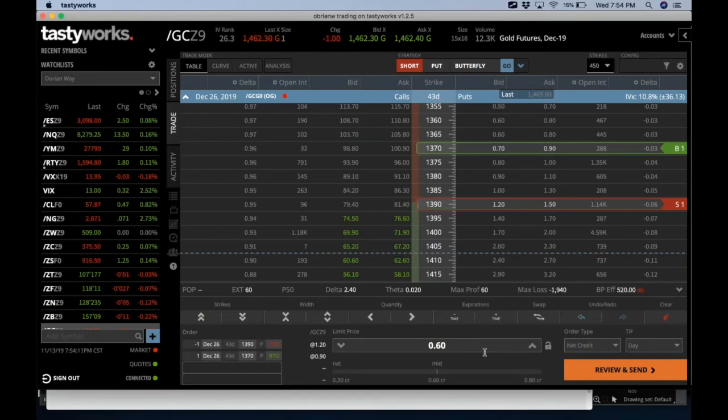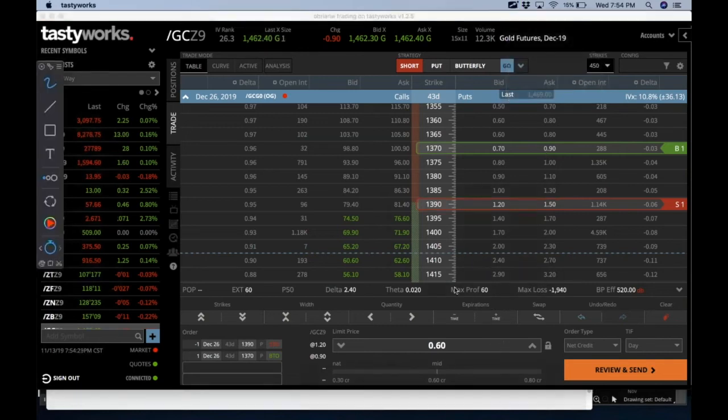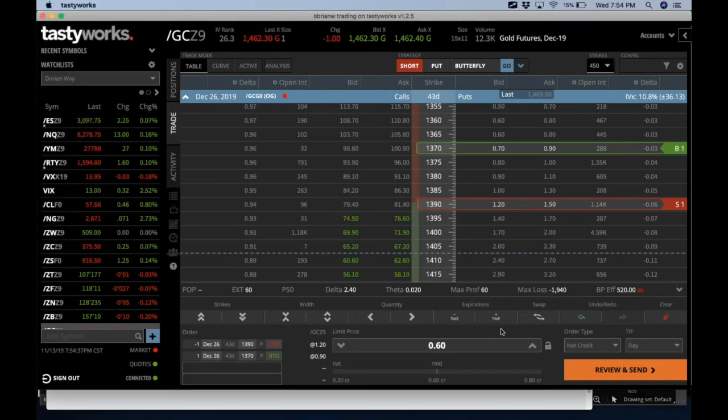And instead of being 3 times the expected move, or 2 times the expected move, because once again the risk is to the upside on the gold, so you can get further away. Now this is $60 before fees. Once again, I'm looking at this before fees and commissions. The theoretical max loss is 1940. I'm going to remove that, and let's see what we can get.